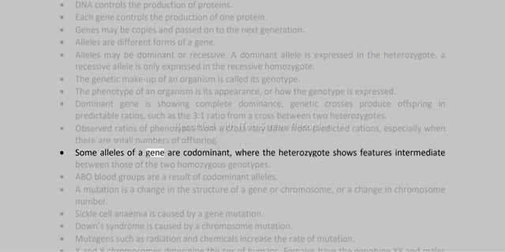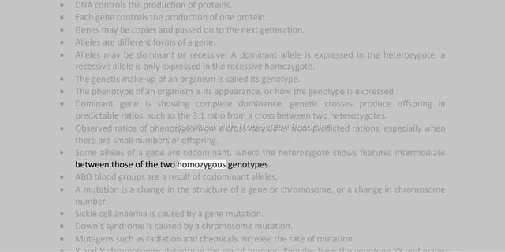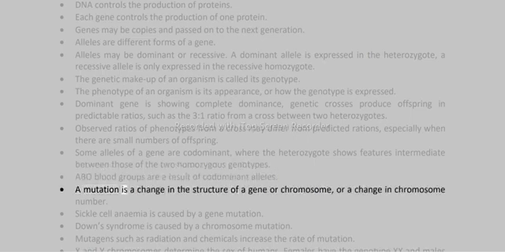Some alleles of a gene are codominant, where the heterozygote shows features intermediate between those of the two homozygous genotypes. ABO blood groups are a result of codominant alleles. A mutation is a change in the structure of a gene or chromosome, or a change in chromosome number.